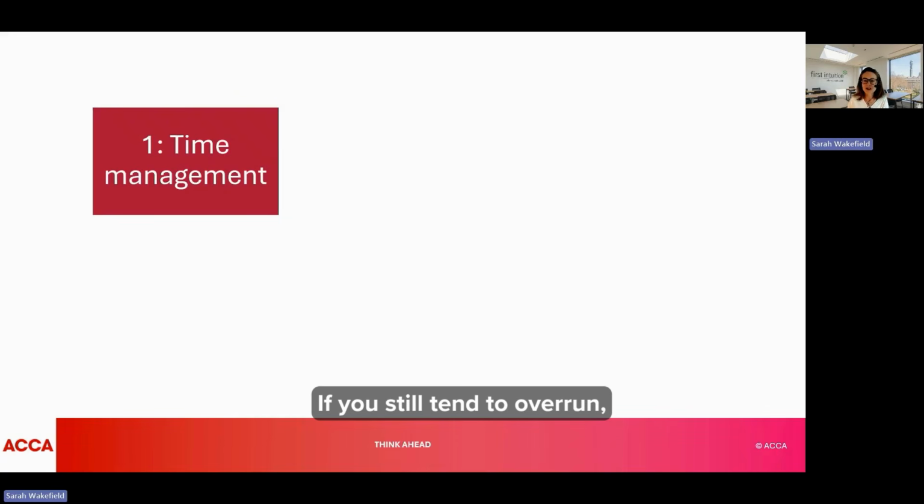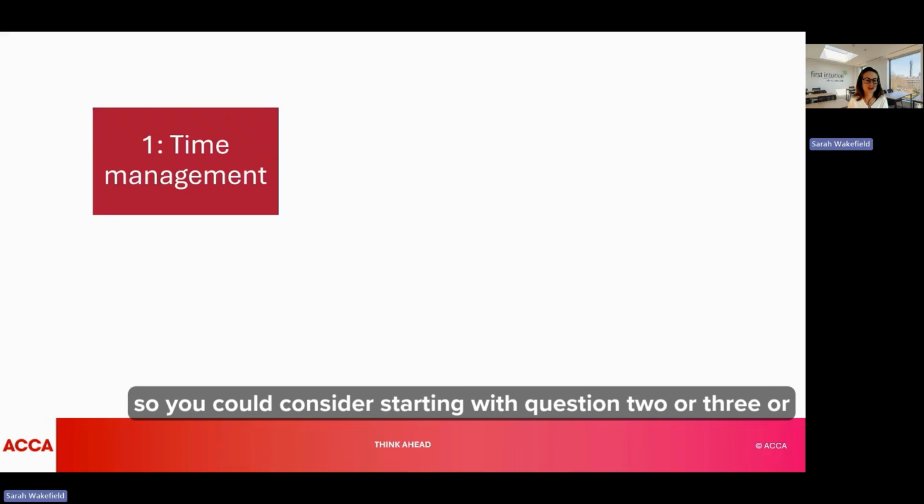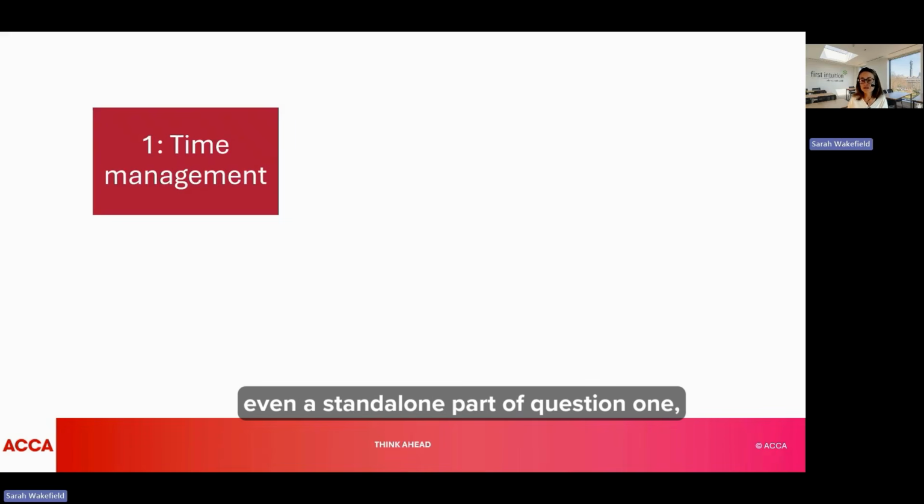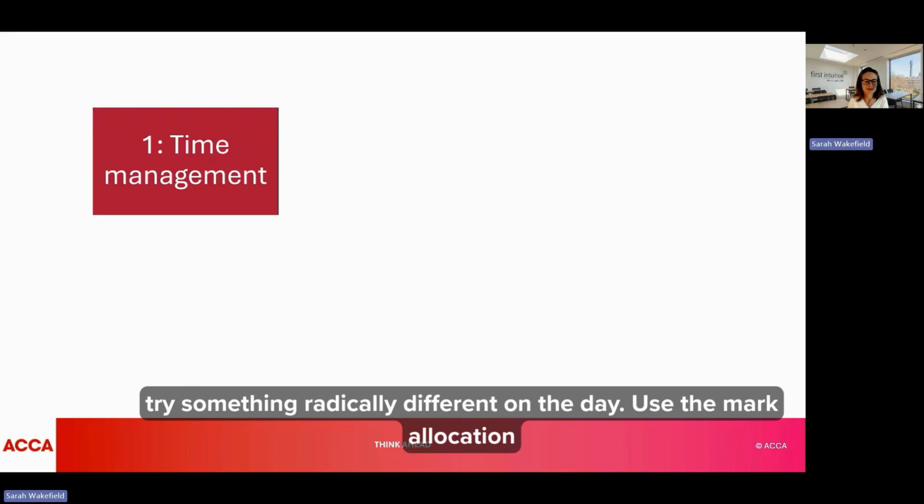If you still tend to overrun, you don't have to do them first, so you could consider starting with question 2 or 3, or even a standalone part of question 1, but play around with it when you do a mock. Don't try something radically different on the day.